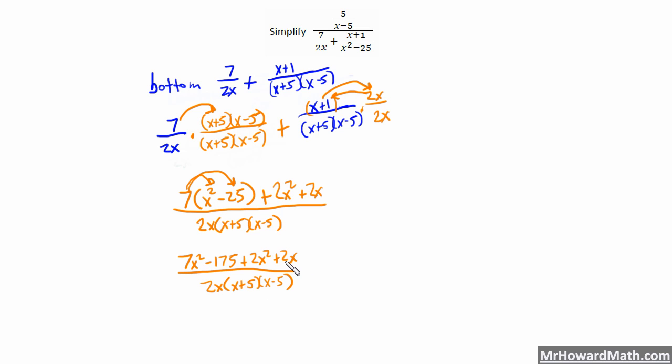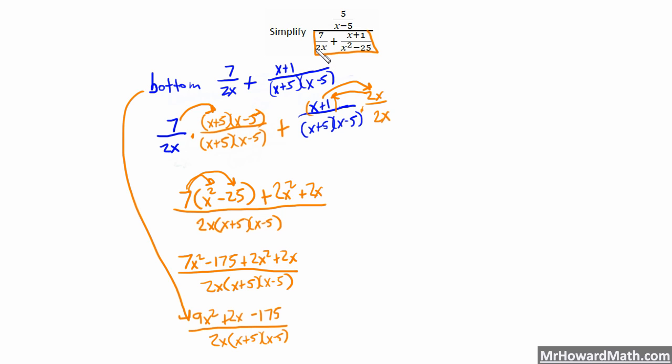Okay, we're going to combine like terms here. So 7x squared plus 2x squared is 9x squared plus 2x minus 175, all over our common denominator, 2x, x plus 5, x minus 5. So we have simplified the bottom into one fraction now. So now we can go right back up here, and we have replaced this right here with this. That's all we've done. So now we can rewrite the problem as 5 over x minus 5.